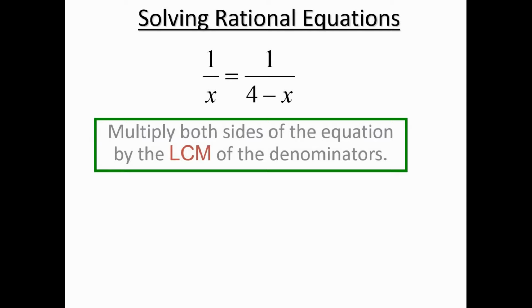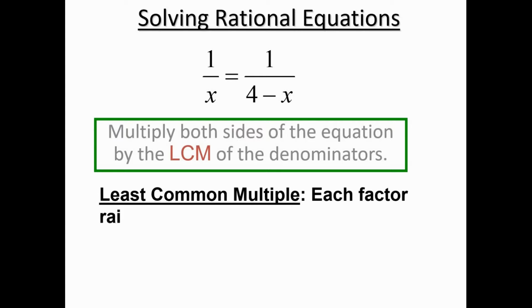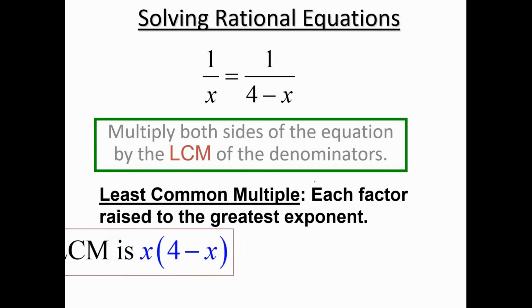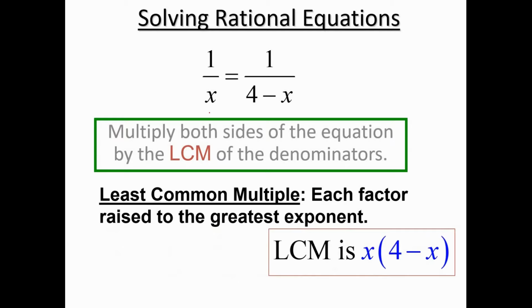The first step is to multiply both sides of the equations by the least common multiple of the denominator. So we have 1 over x is equal to 1 over 4 minus x. So, pag sinabi nating least common multiple, each factor raised to the greatest exponent. So, ang greatest exponent natin ay 1. So, x raised to 1 and 4 minus x raised to 1. So, the LCM is the denominator of the rational expression.